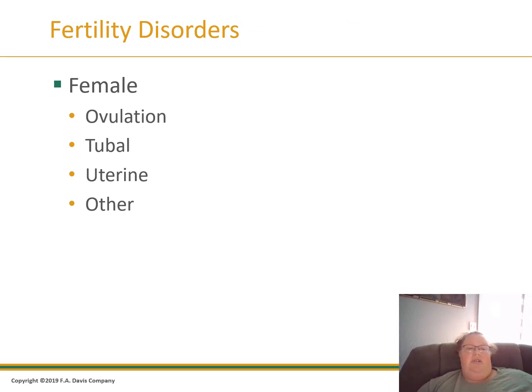All right, so we have fertility disorders. You have your ovulation, tubal, and uterine, and other problems that can happen. Some women don't ovulate. Tubal issues like scar tissue from either STDs or tubal pregnancies. The uterus may not build a wall that can support a fetus. There are lots and lots and lots of reasons why fertility disorders exist.